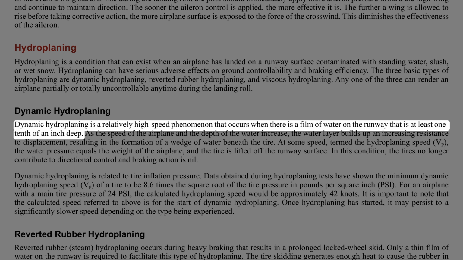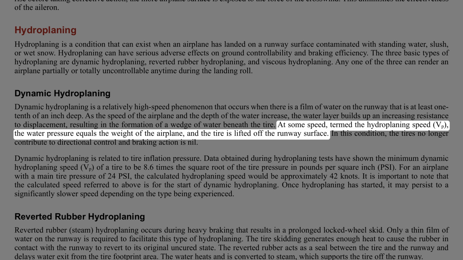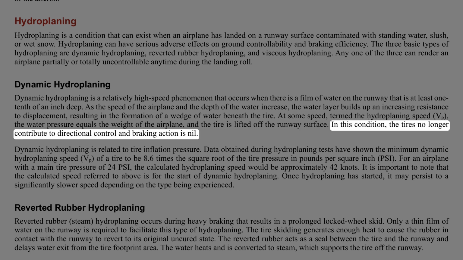Dynamic hydroplaning. Dynamic hydroplaning is a relatively high-speed phenomenon that occurs when there is a film of water on the runway that is at least 1/10 of an inch deep. As the speed of the airplane and the depth of the water increase, the water layer builds up an increasing resistance to displacement, resulting in the formation of a wedge of water beneath the tire. At some speed, termed the hydroplaning speed, V, the water pressure equals the weight of the airplane, and the tire is lifted off the runway surface. In this condition, the tires no longer contribute to directional control and braking action is nil.